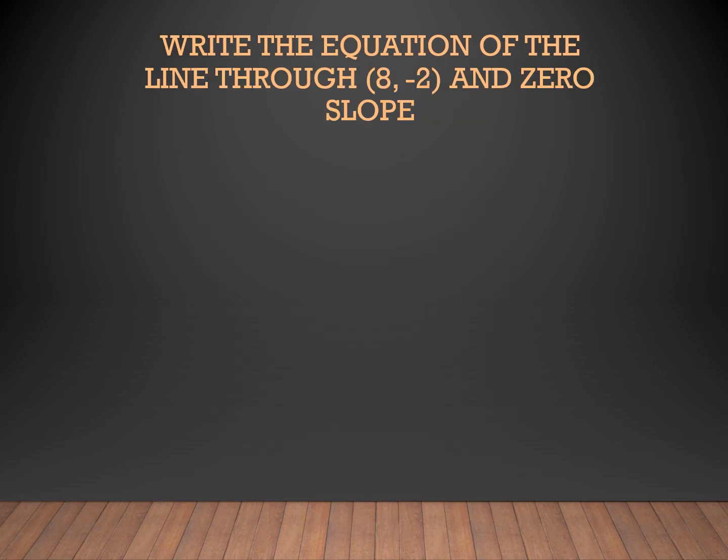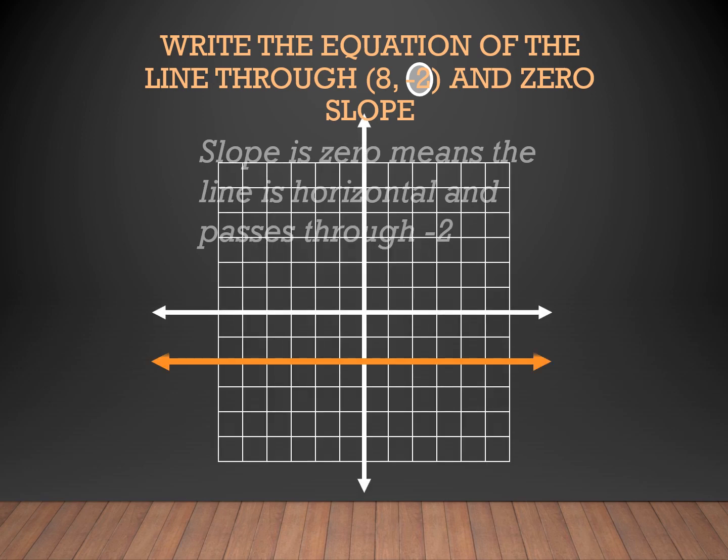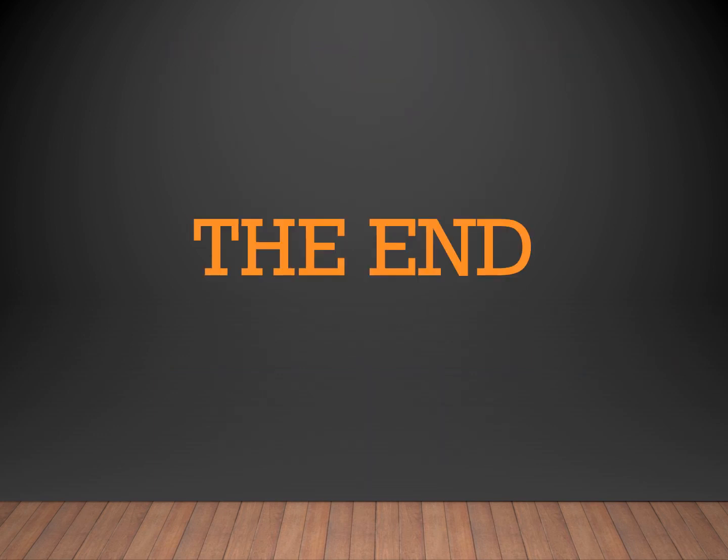If I want to write the equation of the line that passes through (8, negative 2) with 0 slope, 0 slope means my line is horizontal and passes through negative 2. So that's it for slope and line.